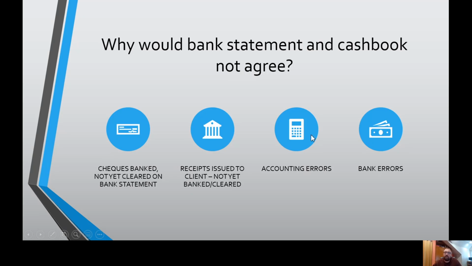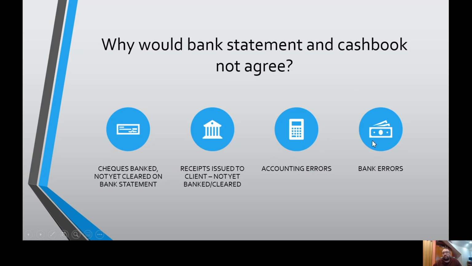Now let's look at accounting errors. Another possible reason why my bank statement and my cash book will not agree is because I made an error. So we've got accounting errors and bank errors. Accounting errors are errors that are made on my side.